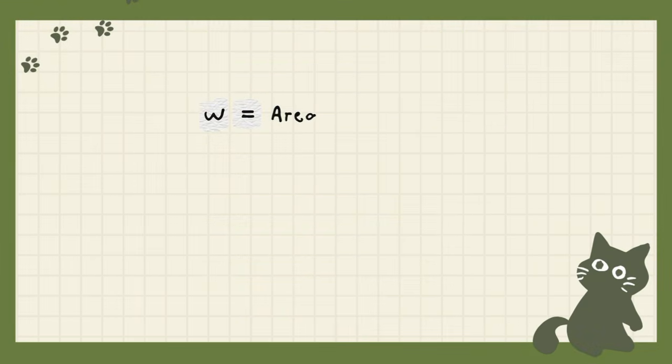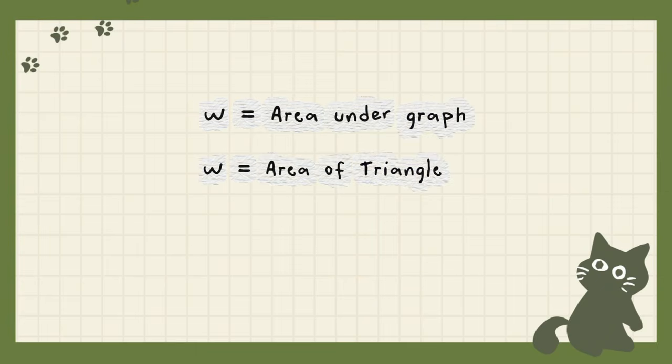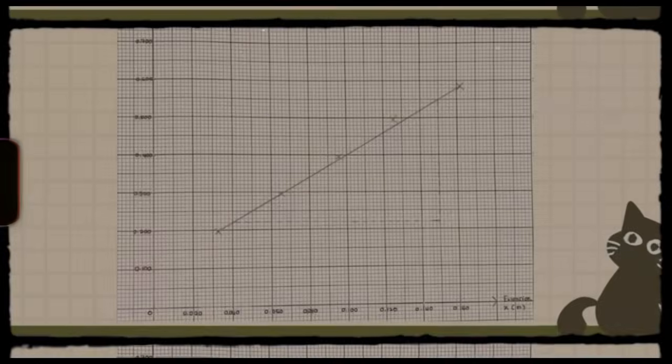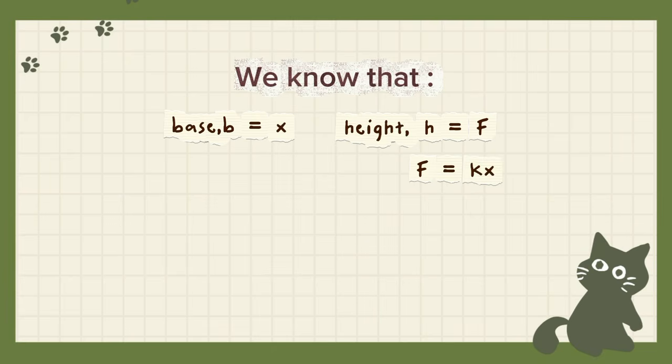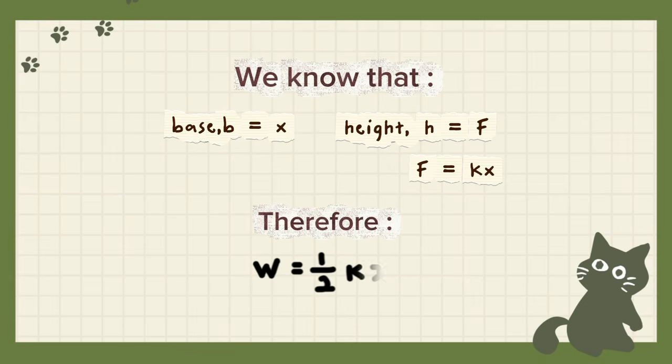We know that work done is equal to area under the graph, in this case, the area of triangle. Hence, the work done W is equal to 1/2 base times height. From the graph, we know that the base is equal to x and height is equal to F, and F is also equal to kx. Therefore, we can conclude that the work done W is equal to 1/2 kx squared.